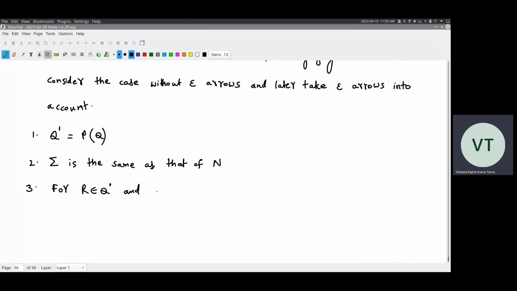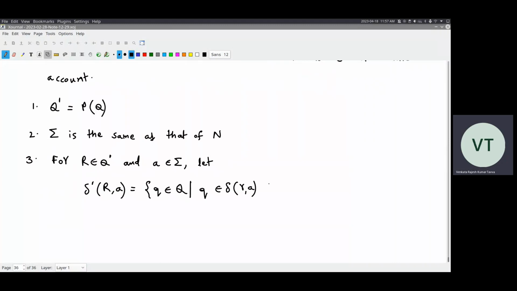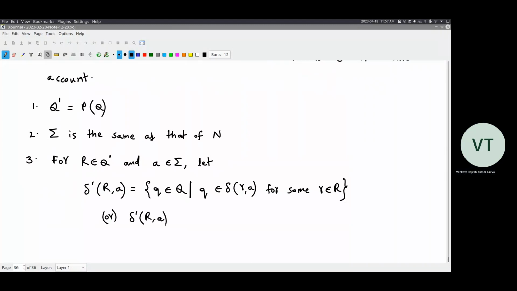For R belonging to Q dash and a belonging to Sigma, let delta dash of R, a equal to the set of q's such that q belongs to delta of r, a for some r belonging to R. Or another way of writing it is delta dash of R, a equal to the union of delta of r, a for each r belonging to R.